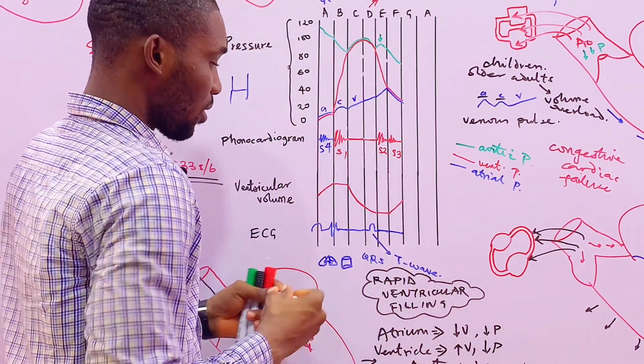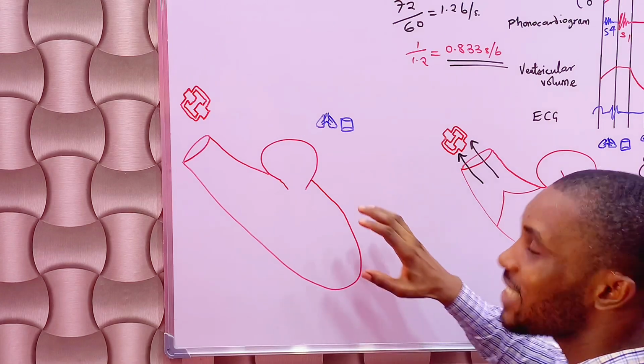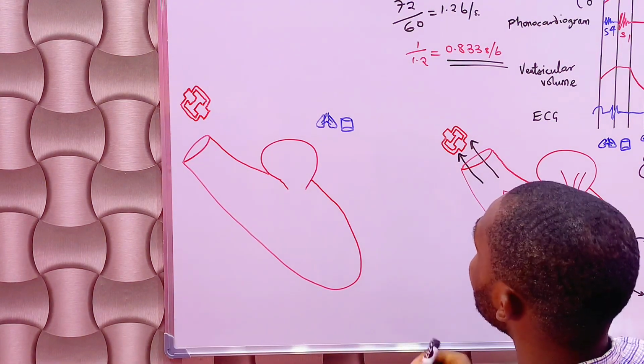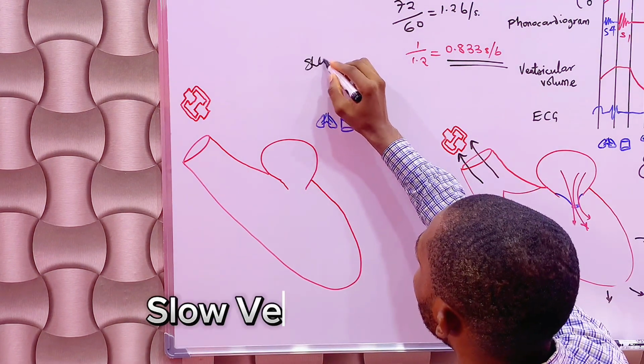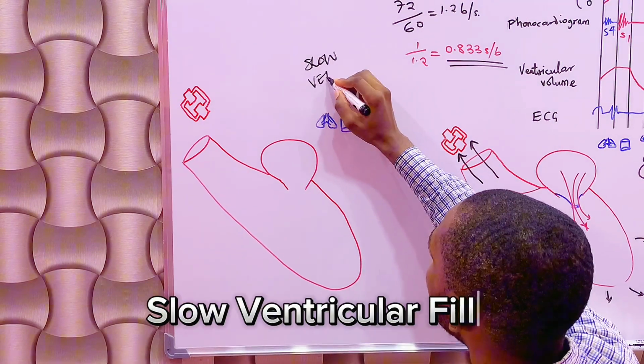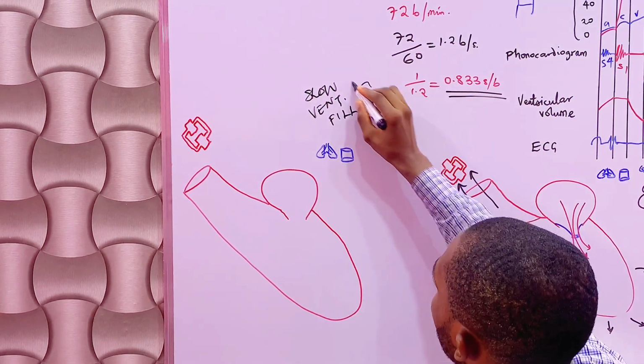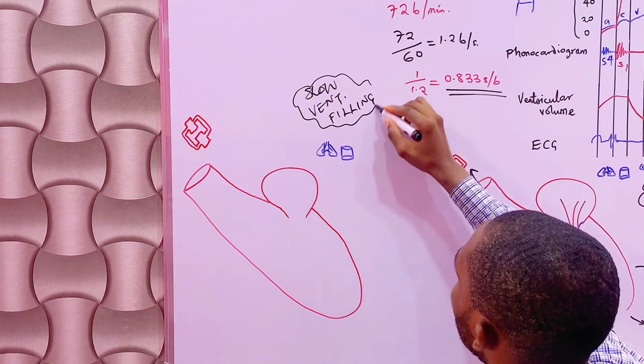All right? Now let's go over to the next phase. All right, this is the last but not the least phase. And then this phase is the phase of what? Slow ventricular filling. All right? Slow ventricular filling.